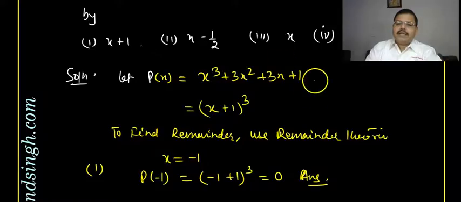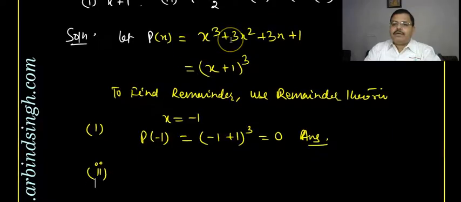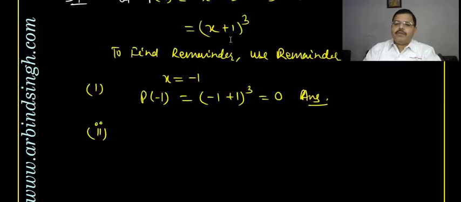Now the next one, the second question, x minus 1 by 2. So the remainder is given by p(1 by 2). Why? Because x minus 1 by 2 is equal to 0.